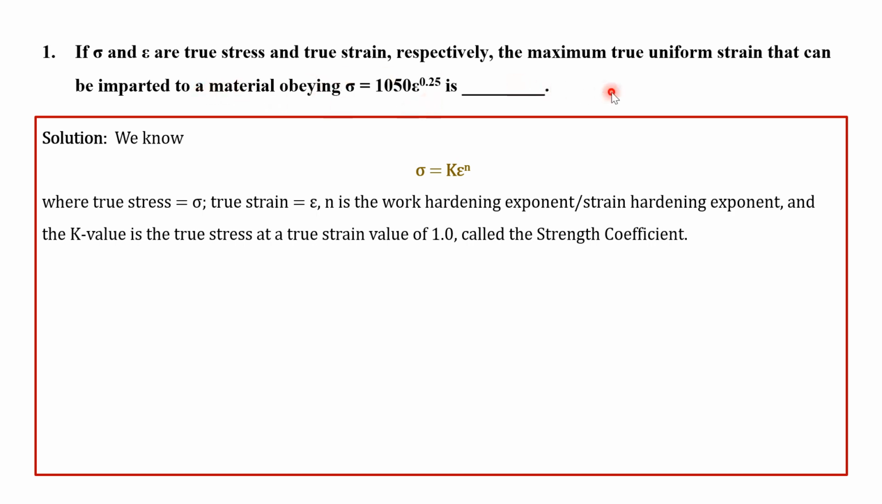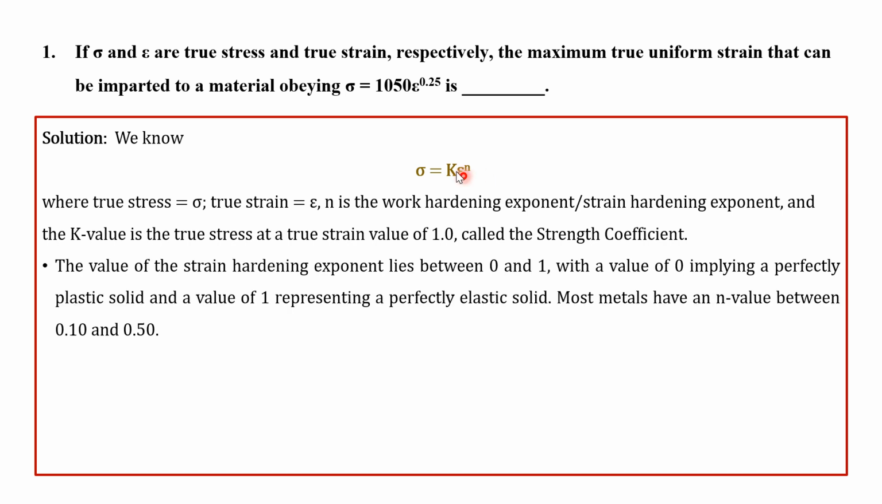Now we need to find out the maximum uniform strain that can be imparted to the material. First of all, we need to know what this n is. We have told it is the strain hardening exponent or the work hardening exponent. Usually the value of n lies between 0 and 1. 0 means that it is a perfectly plastic solid. That is, when we apply a stress, the material will deform and it will remain that way. It won't come back to its original shape.